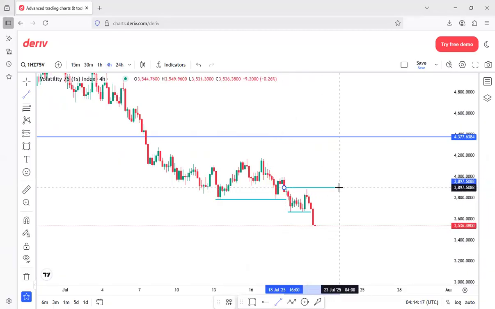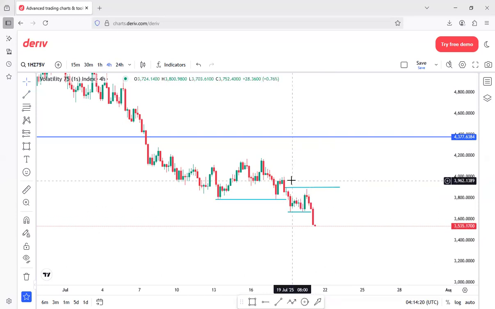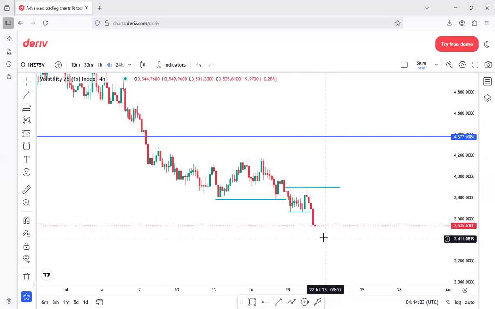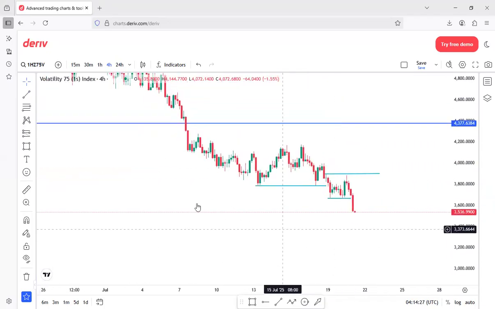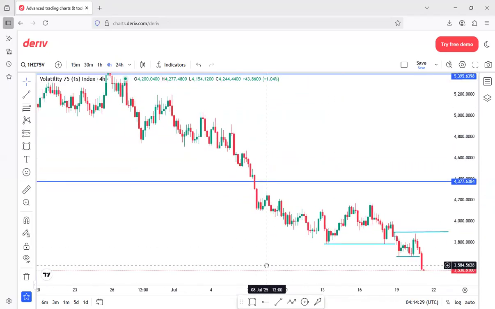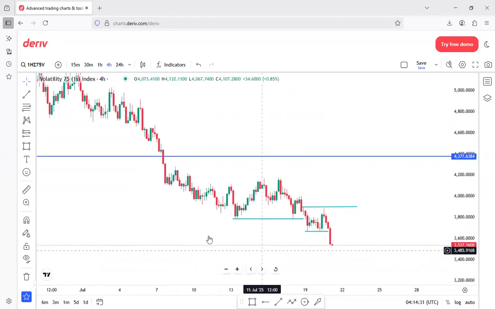on 75 1S index. So this is where it created an equal high that pushes price down. So price is continuously selling. Look for a selling opportunity on 75 index. All right.